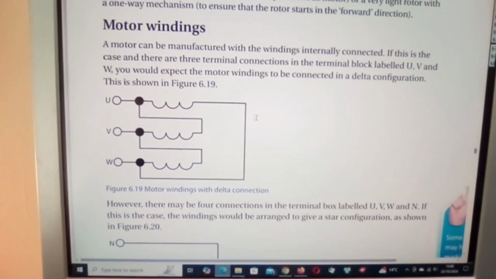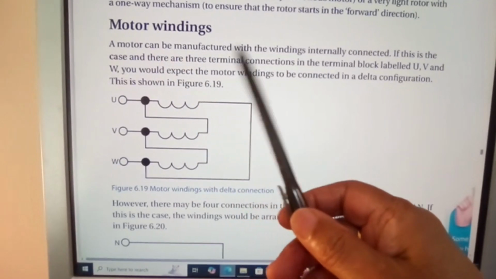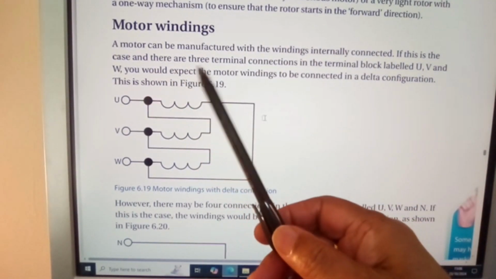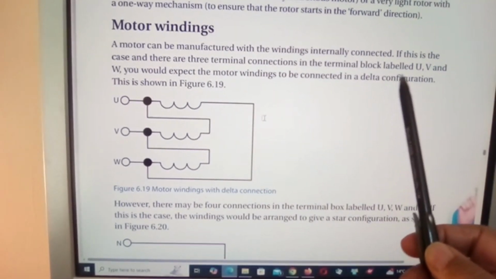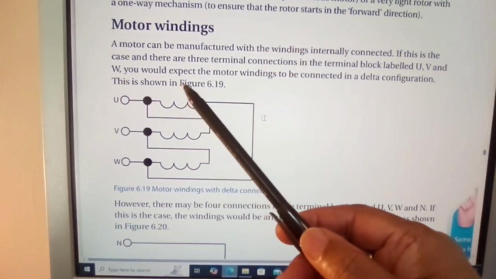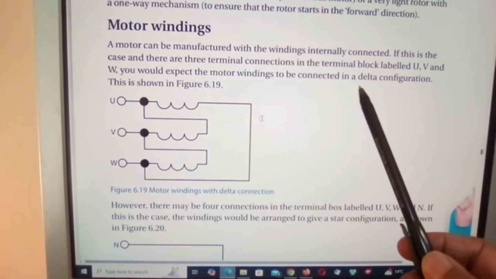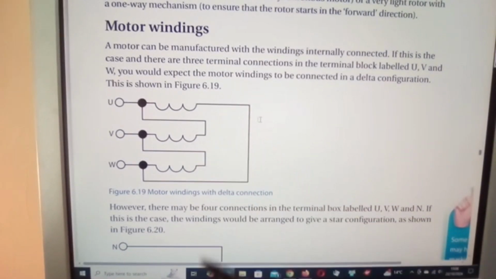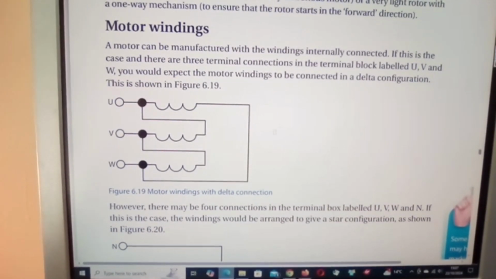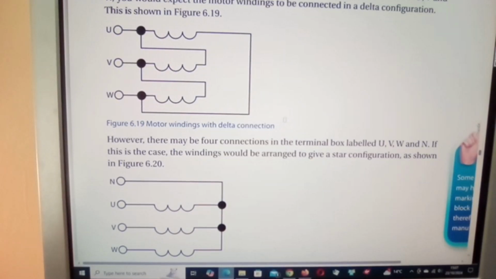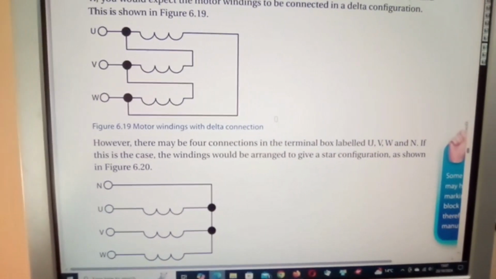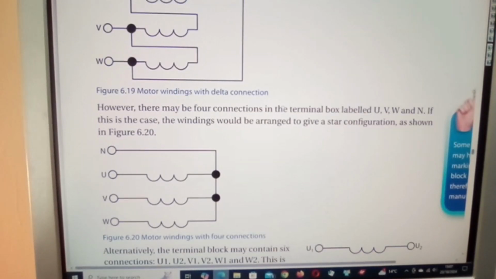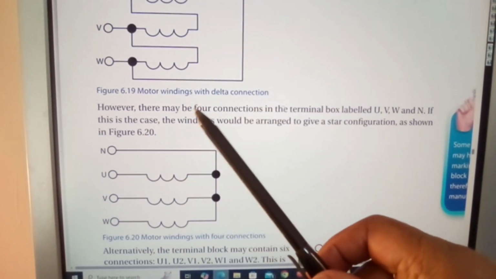Right, let me just run this again. Motor winding. A motor can be manufactured with the windings internally connected. If this is the case and there are 3 terminal connections in the terminal block labeled U, V, and W, you would expect the motor winding to be connected in a delta configuration. This is shown in figure 6.19. I'm going a little bit ahead of myself here. Figure 6.19, motor windings with delta connections.